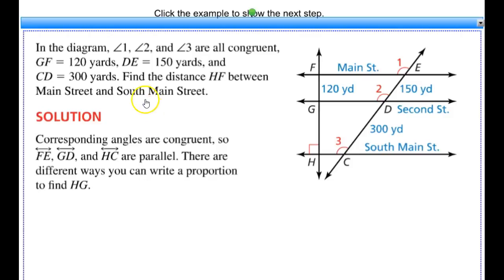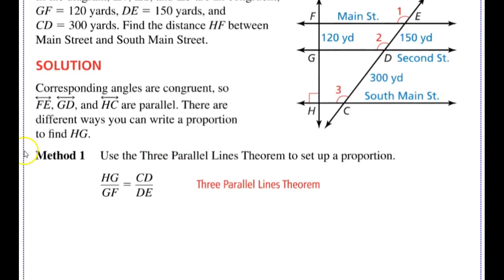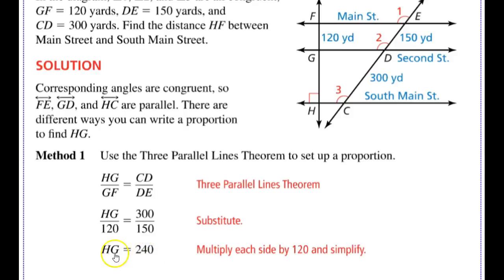I'm asked to find this entire distance. The first thing I do is I see that my corresponding angles are congruent, and the fact that these angles are congruent tells me that I have parallel lines. So I know I can write out my proportions now. I'm going to use my three parallel lines theorem to set up my proportion. HG, down here, over GF is equal to CD over DE. So I set that up, I substitute the things that I know, and I solve and simplify.